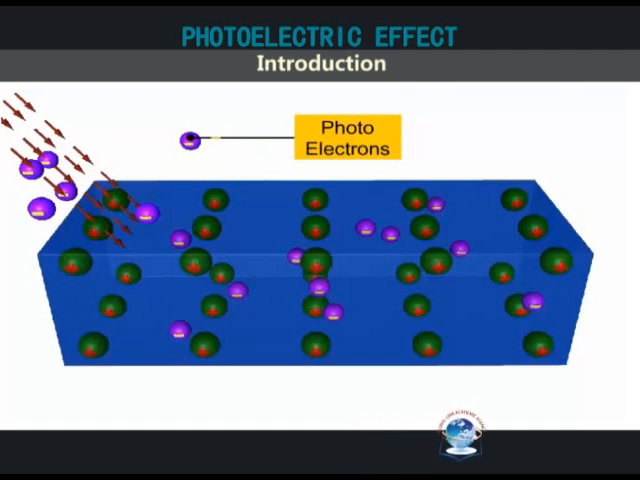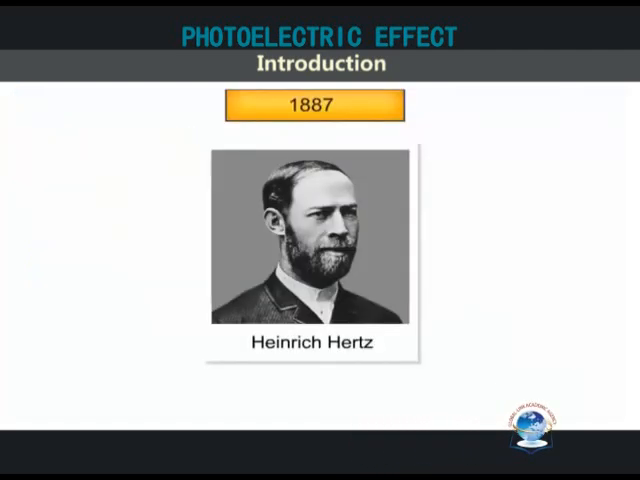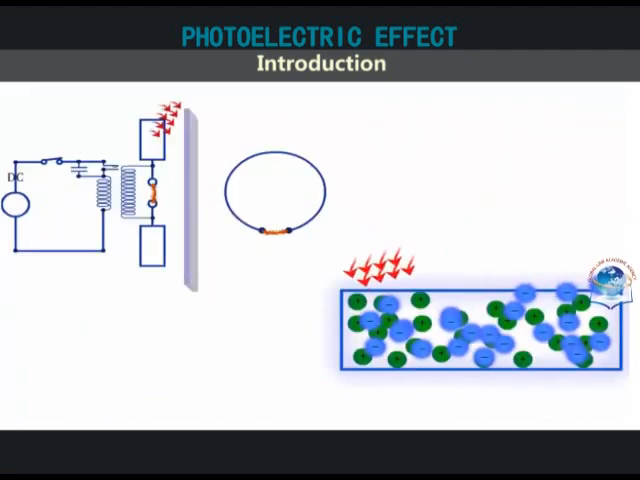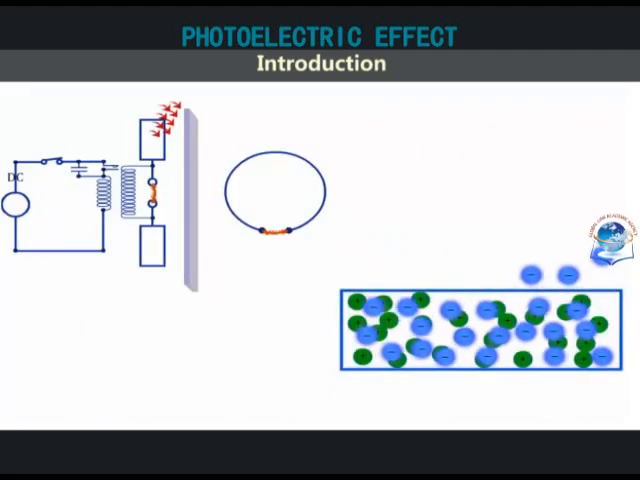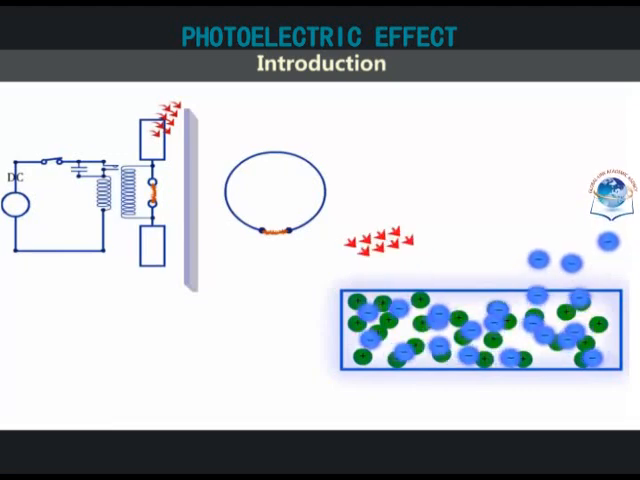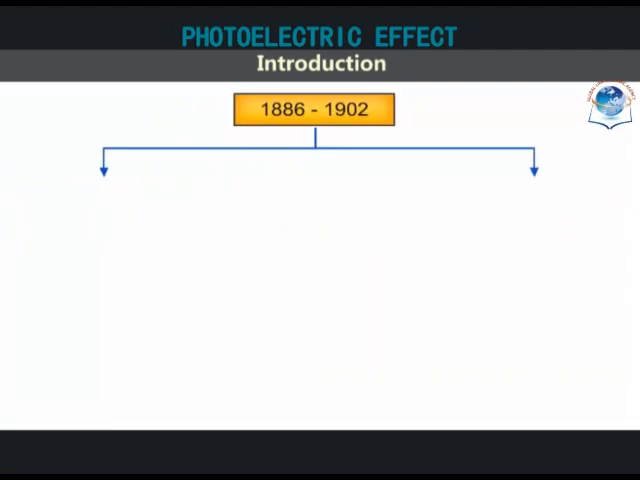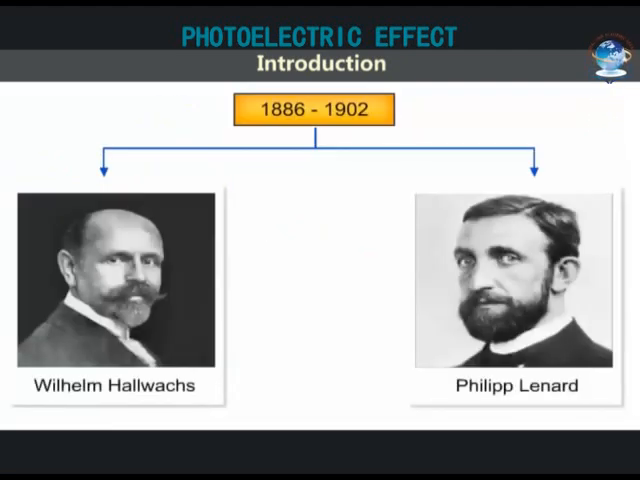Photoelectric effect was accidentally discovered in 1887 by Heinrich Hertz while conducting an experiment on the production of electromagnetic radiations, but he didn't pay much attention to this new phenomenon. Instead, this phenomenon would be thoroughly investigated by two other scientists, Wilhelm Hallwachs and Philip Leonard, between 1886 and 1902.